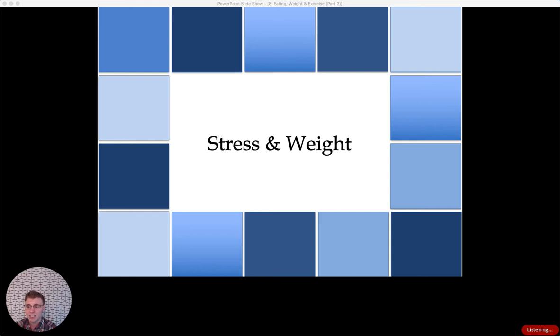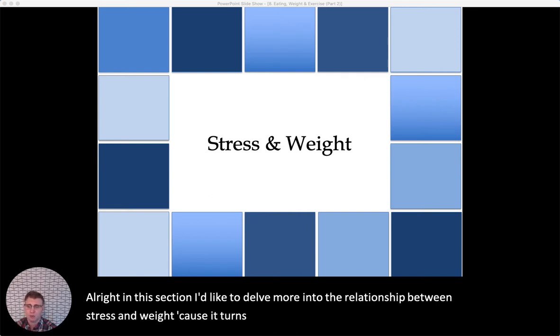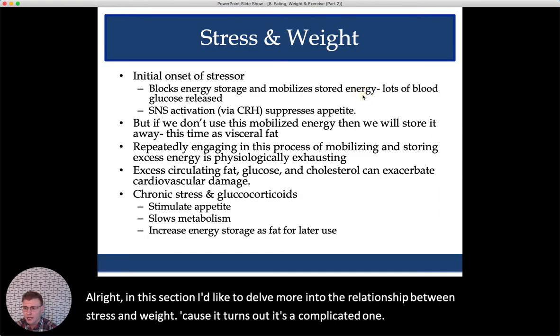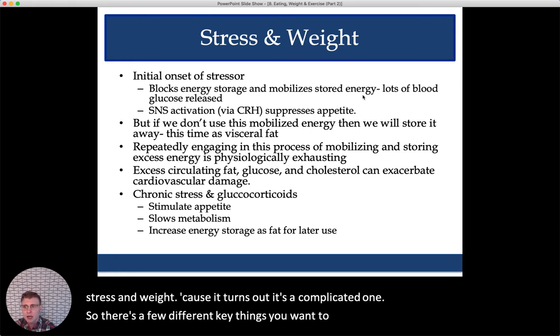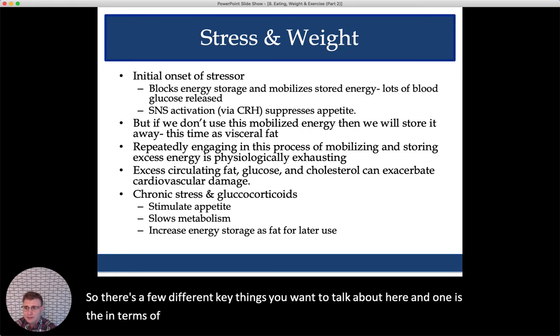All right, in this section, I'd like to delve more into the relationship between stress and weight, because it turns out it's a complicated one. So there's a few different key things we want to talk about here, and one is in terms of how stress affects energy mobilization and how that differs in the short term versus the long term, right?